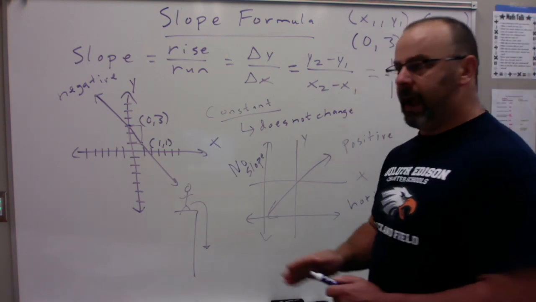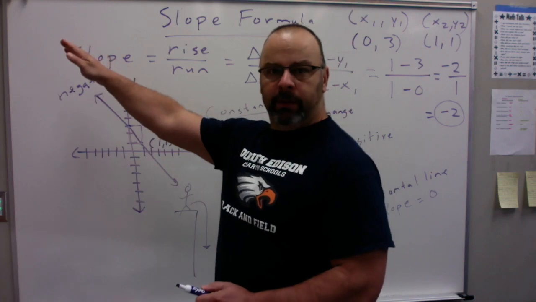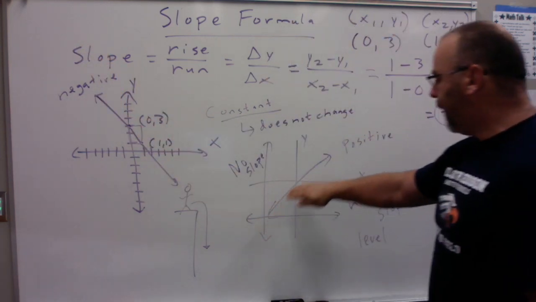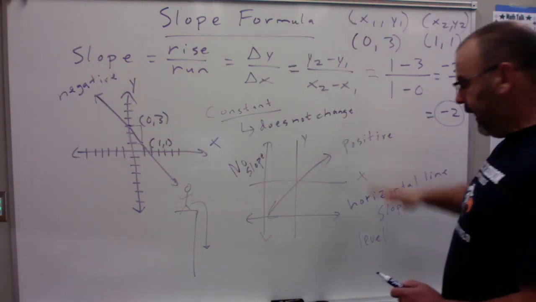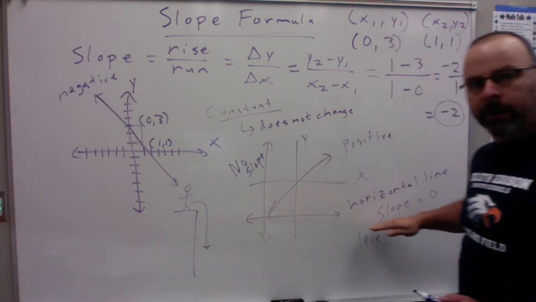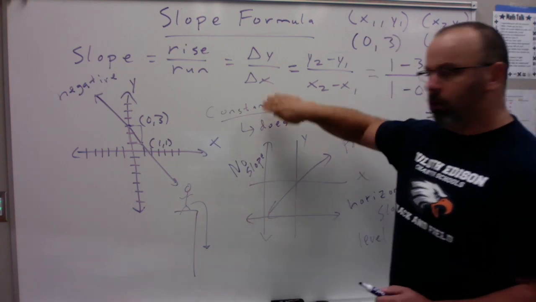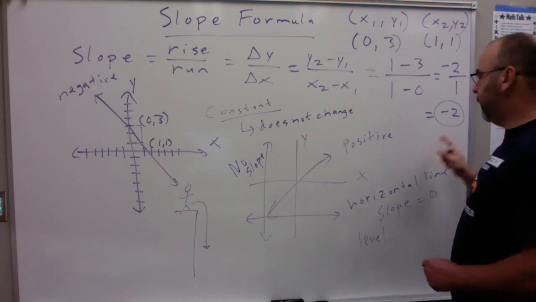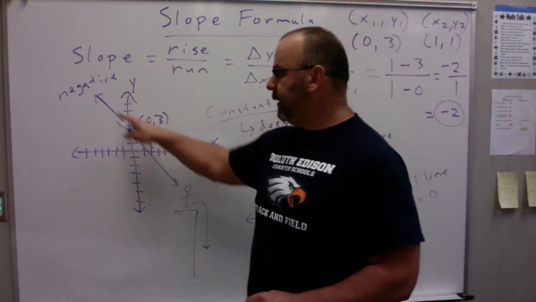So, we have negative slope, we have positive slope, we have 0 slope, and we have no slope. And the slope for this line here is negative 2.